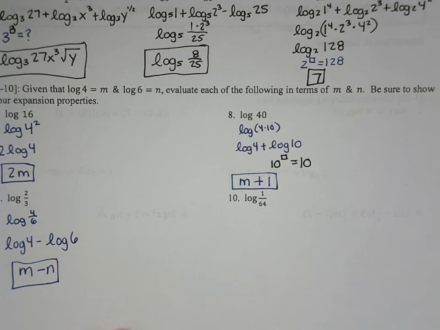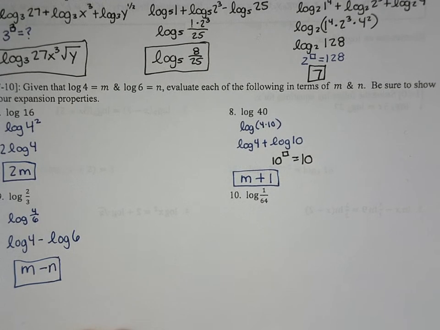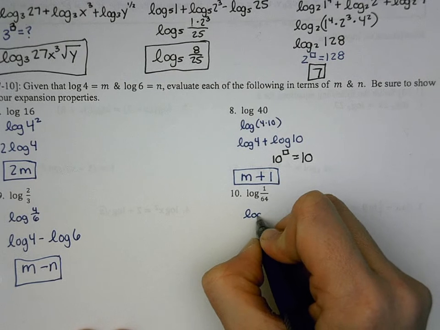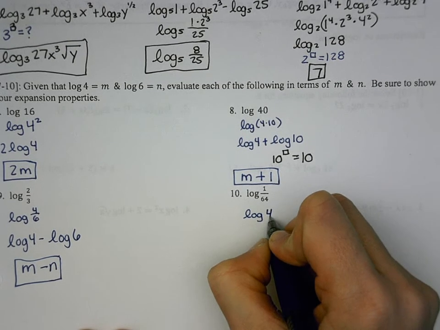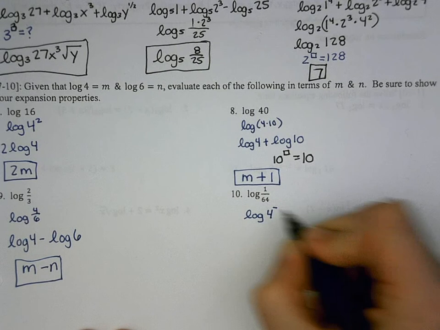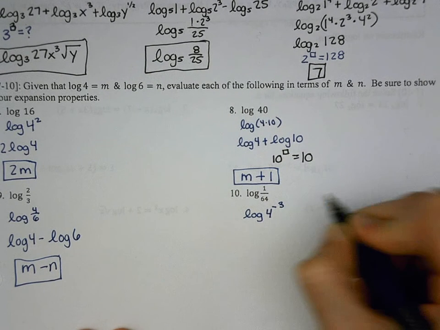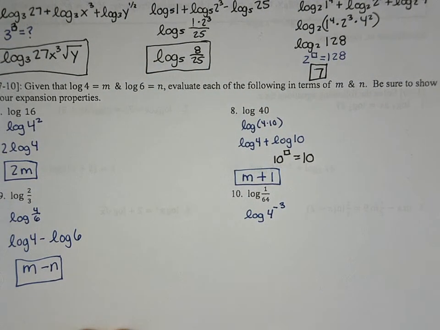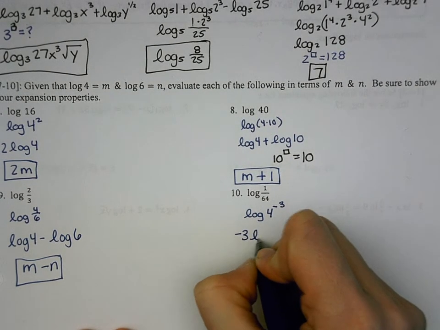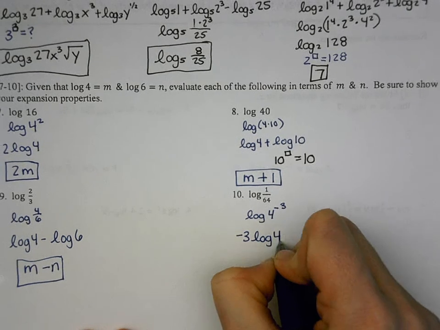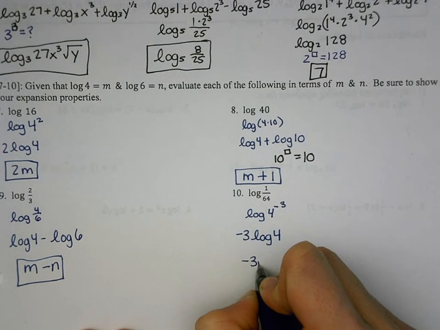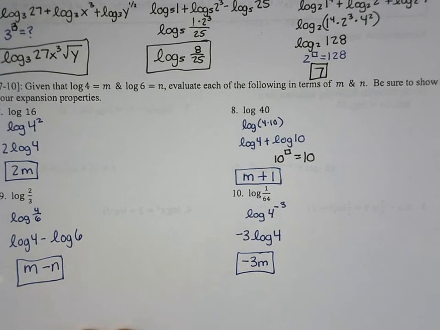Okay, last one, we have log base 10 of 1/64. Can I rewrite this somehow as 4 or 6? Well, 1/64 is the same as 4 to the, it's a fraction, so it's negative, and 64 would be 4 cubed. So this is 4 to the negative 3. If I drop this negative 3 down in front then, as a coefficient, I have negative 3 times log base 10 of 4, which is m. And there you go.